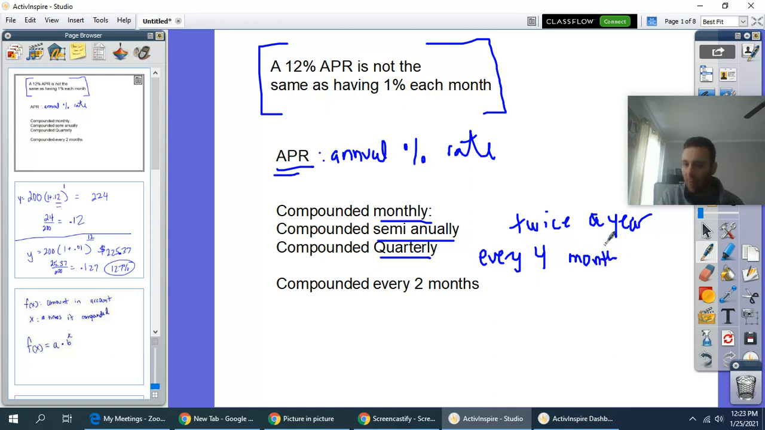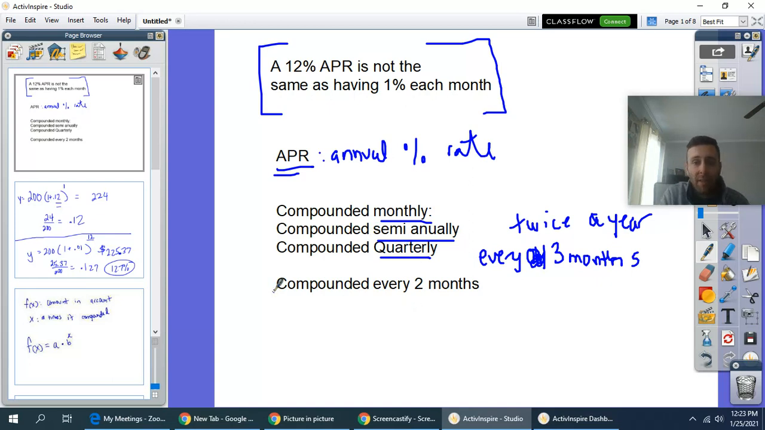Oh, I'm sorry, that's not what that means. That means every 3 months. Because if you compound it quarterly, that's 4 times a year. So 12 divided by 4 would mean that you're compounding it every 3 months. So quarterly means you're doing it 4 times a year.